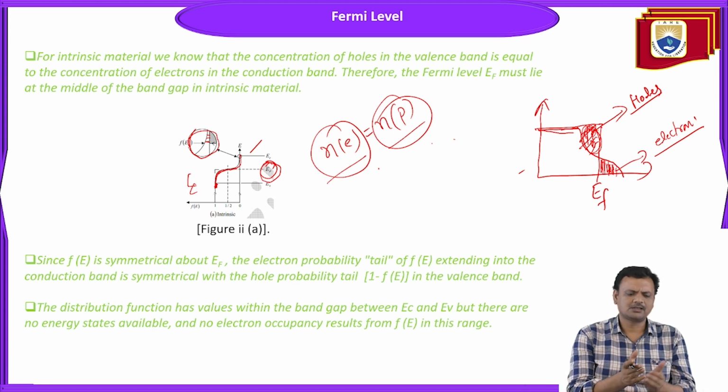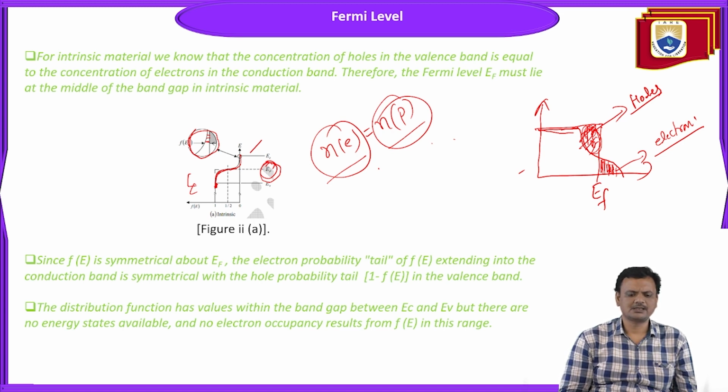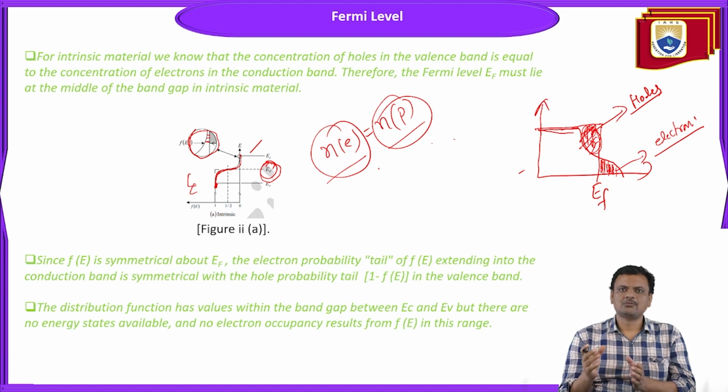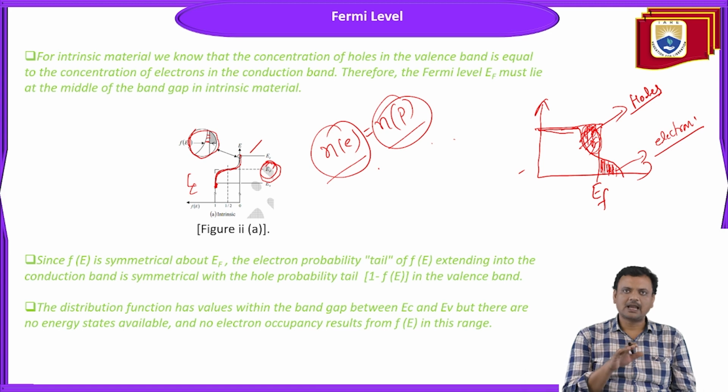So all of this is written here. For intrinsic material, we know that the concentration of holes in the valence band is equal to the concentration of electrons in the conduction band. Therefore, the Fermi level EF must lie at the middle. Why must it lie at the middle? Because then only it will become purely symmetric in nature about EF, so that in both the conduction band region and the valence band region, there is an equal chance of getting holes and electrons. That's why it lies perfectly at the middle.